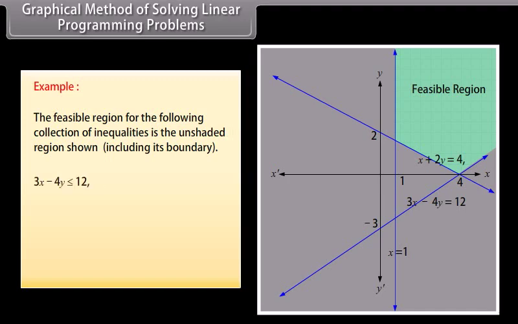Example: the feasible region for the following collection of inequalities is the unshaded region shown, including its boundary. 3x minus 4y is smaller than or equal to 12, x plus 2y is greater than or equal to 4, x is greater than or equal to 1, y is greater than or equal to 0.